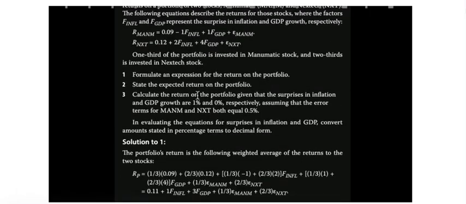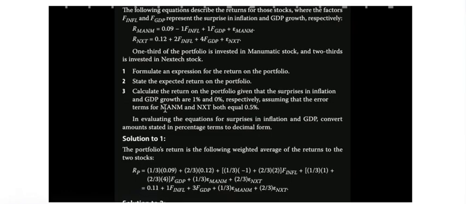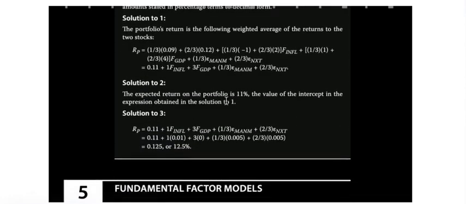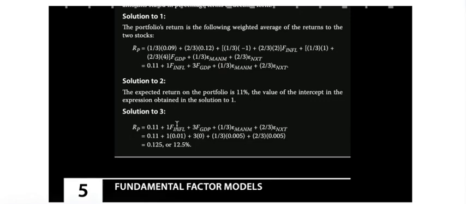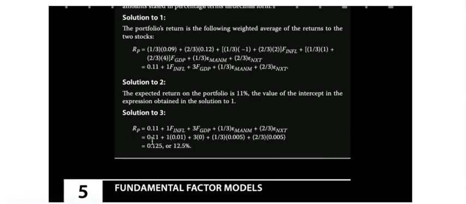And number 3, calculate the return on the portfolio, given that the surprises in inflation and GDP growth are 1% and 0% respectively, assuming that the error terms for Manumatics and Nextech both equal 0.5. So we have a 1% surprise in inflation, but no surprise in GDP. Well, all we have to do is just enter it in. INFL is 0.01. So 0.11 plus 1 times that. This is still 0 over here because it came as expected. You still have your asset-specific risk.